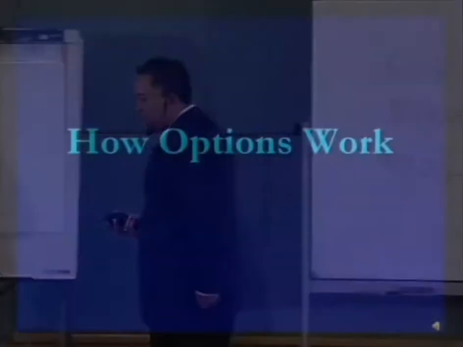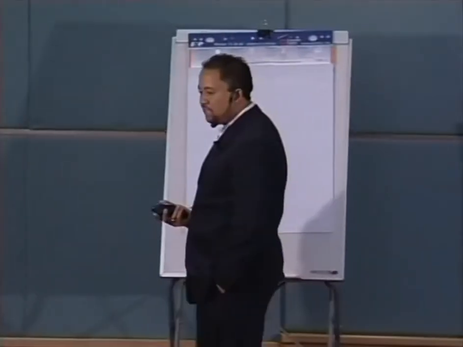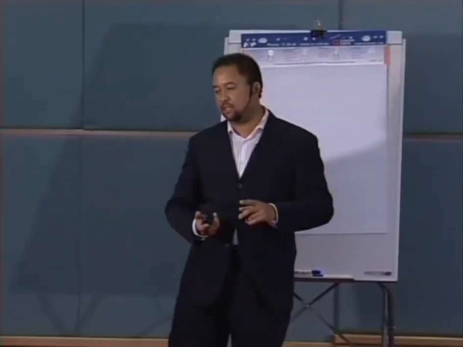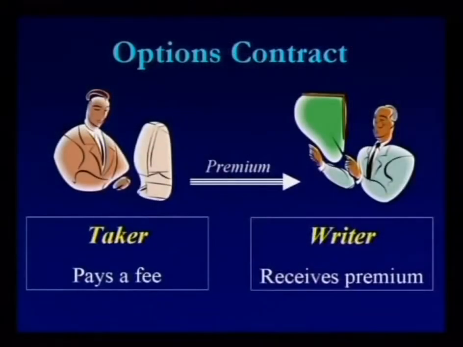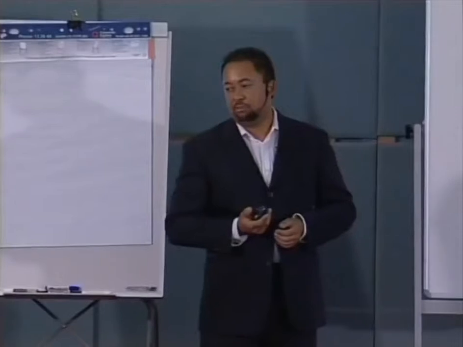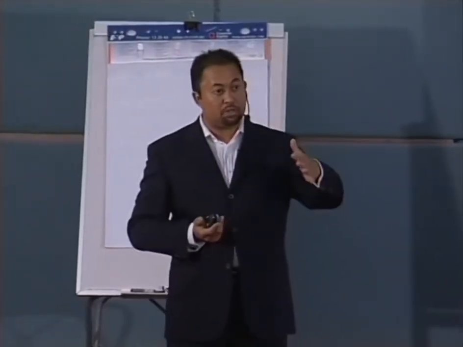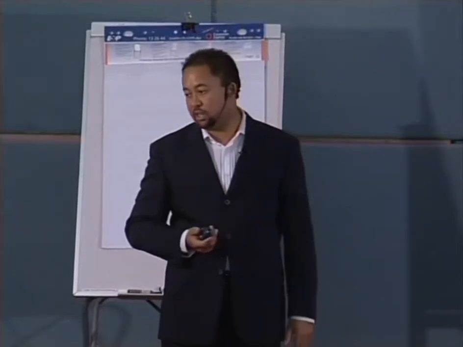Okay, good. Now how do options work? Options are basically a contract between two parties. The person on the left, in this case, is the taker. In other words, that is the person who purchases the option, who buys the option. The person on the right, in this case, is the writer. The writer is simply the person who created that option, be it a put option or a call option.